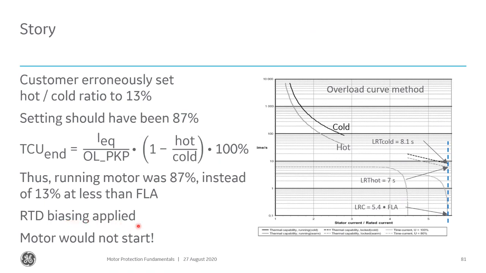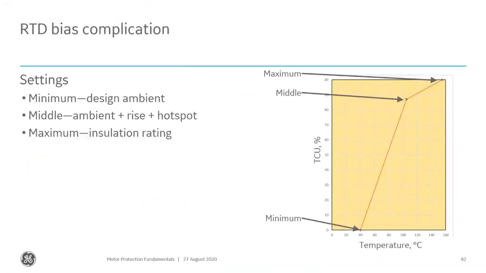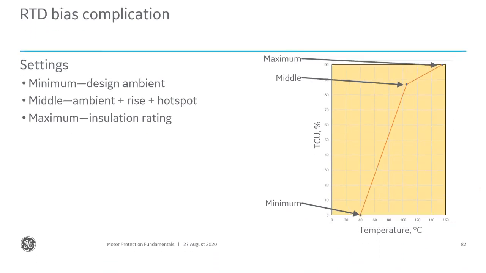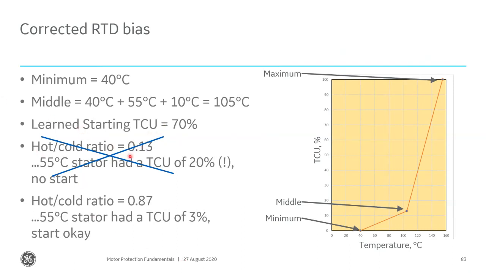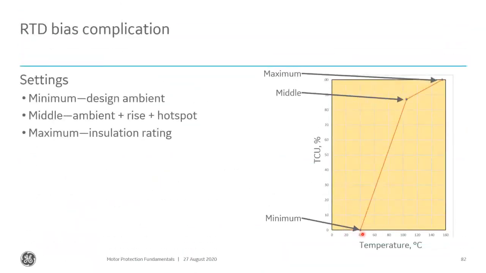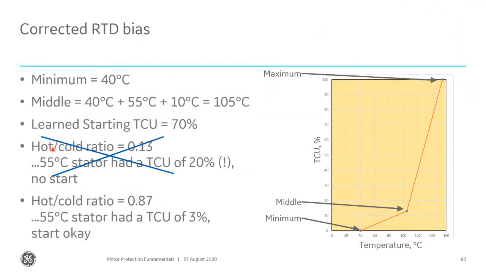But RTD biasing was applied and the motor would not start. So why was that? The RTD biasing looks like this. And you've got your maximum, your middle, and your minimum. And this middle is set by that hot-cold ratio. The correct way to do it, see this, they had this hot-cold ratio 0.13, and what that gave you was at 55 degrees, the stator had a thermal capacity used of 20%.